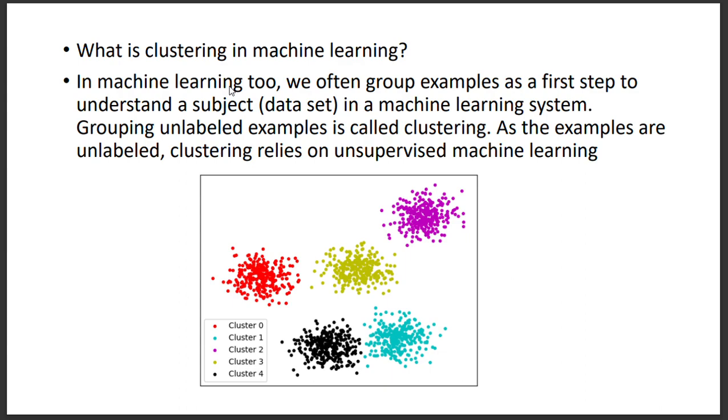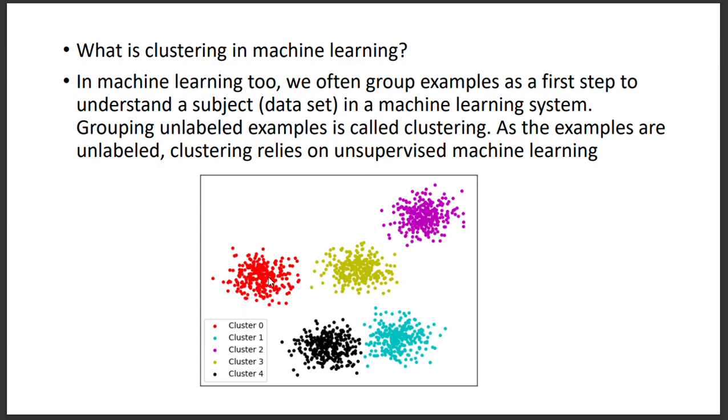In machine learning, we often group examples as a first step to understand a subject in a machine learning system. Grouping unlabeled examples is called clustering. As the examples are unlabeled, clustering relies on unsupervised machine learning.